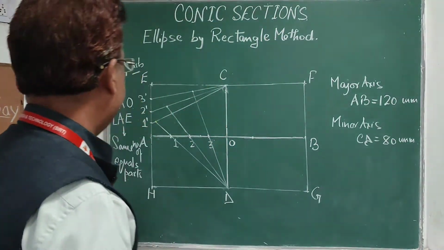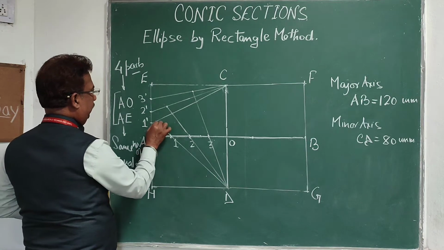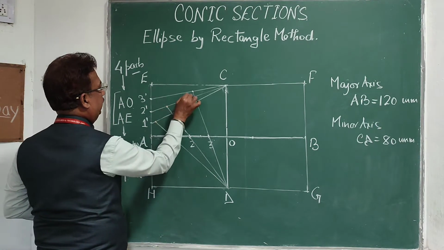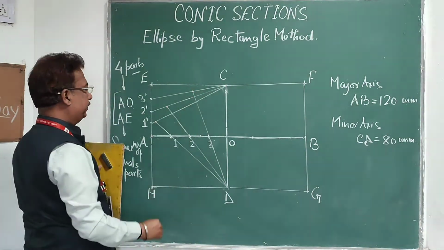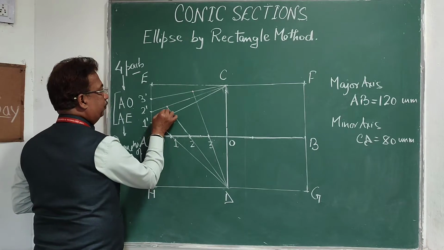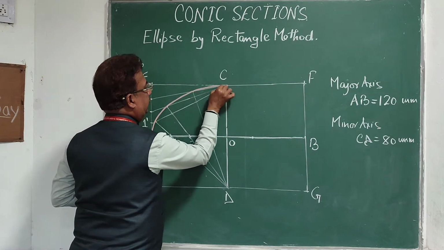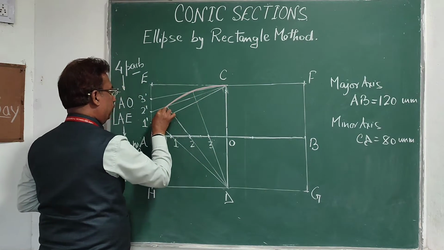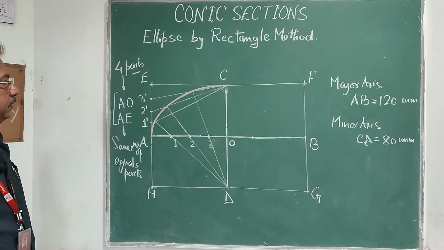So now look at this figure. We have A will be one of the points on the curve, then this 1 point, 2 point, 3 point and finally C. So for this patch I have 5 points. If I join all these 5 points by a smooth curve like this, I can easily get the 1/4 part of the ellipse. So this is the method.